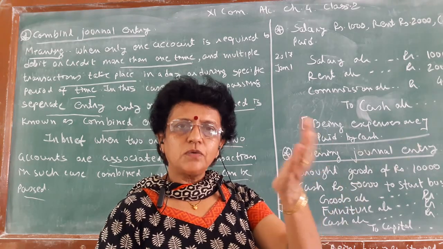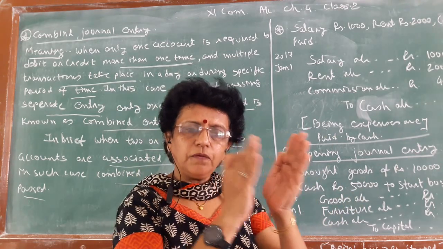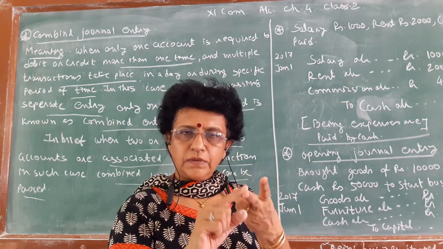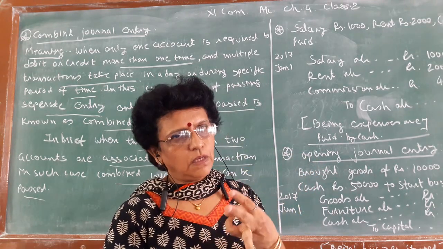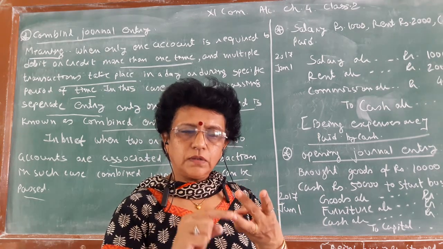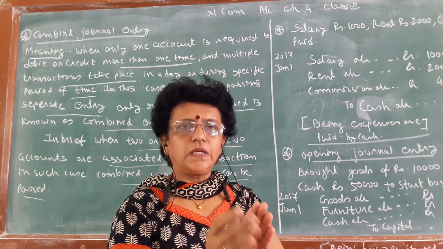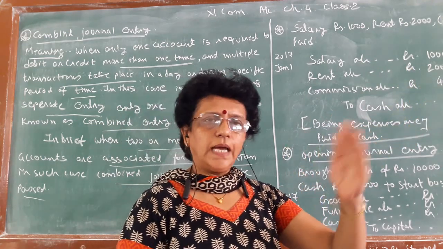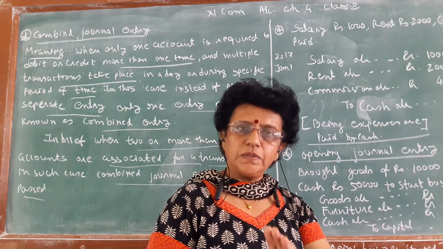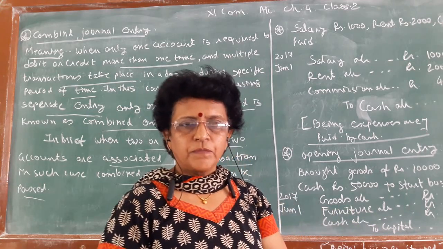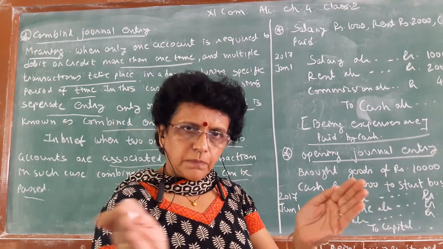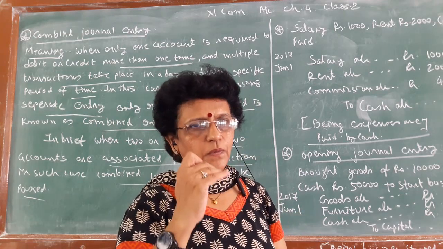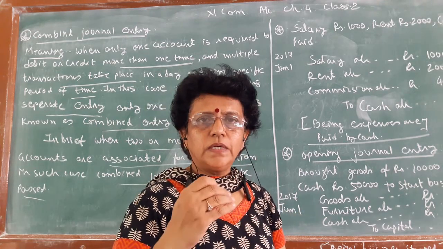So cash is to be debited with the total figure of all the 3. Interest you have received, rent you have received, and commission you have received. So find the total of all 3, debit the cash with that amount, and then you write to interest account, to commission account, to rent account. So like this, you can merge a number of transactions together and write only one journal, known as a combined journal entry.